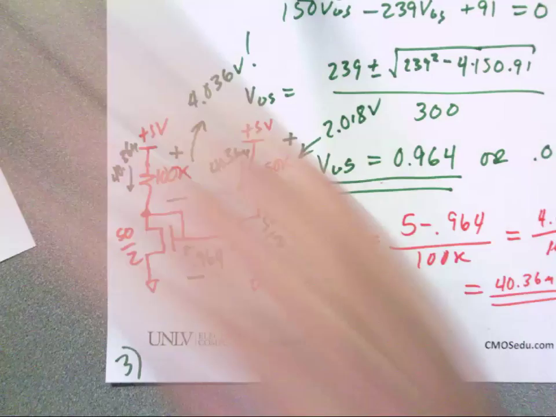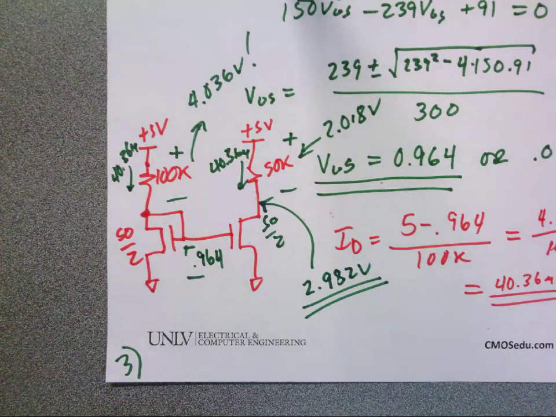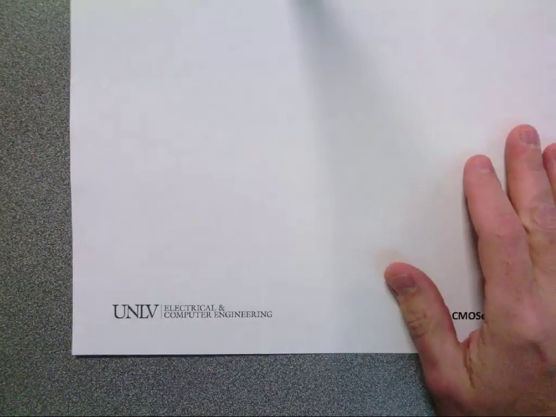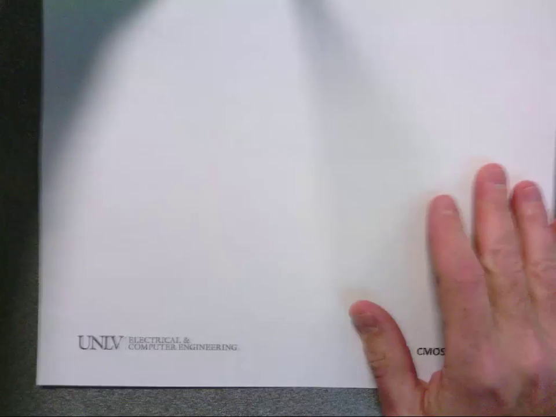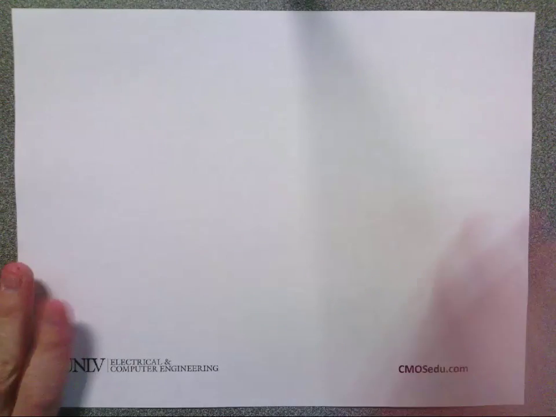So let's start talking about how we make a reference, that is, how do we make a current reference? So this next part is pretty important in the class because we're going to be using this circuit over and over again. And I want to just give you some motivation for why we're going this route.